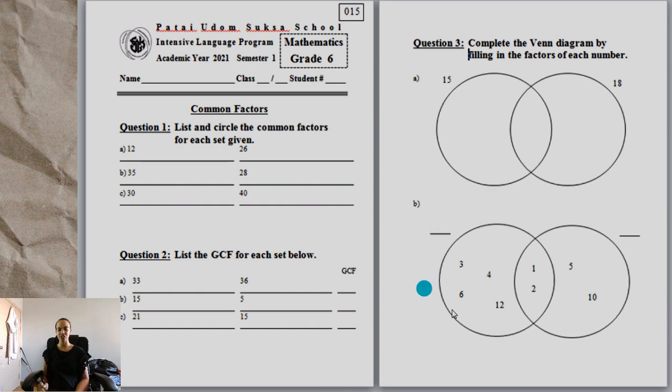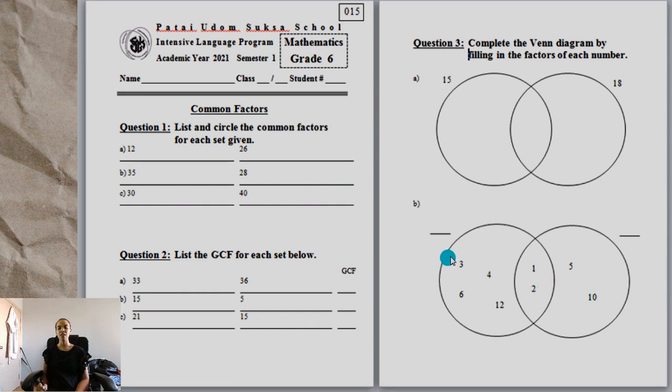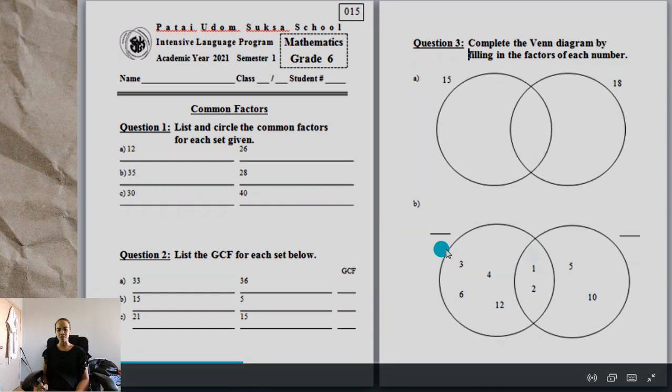And then the last question. I've given you factors and I've told you only 2 are common, number 1 and number 2. What are these numbers? These are factors of what number?